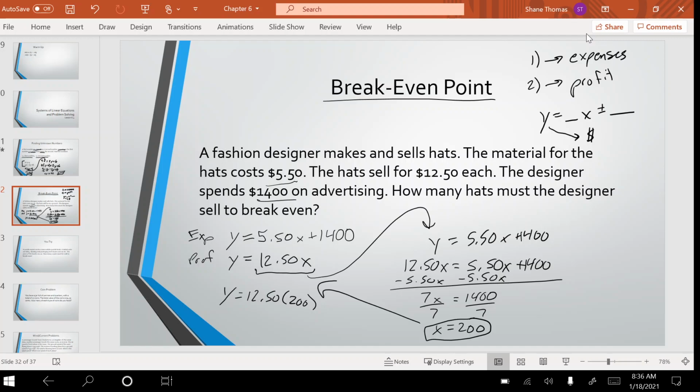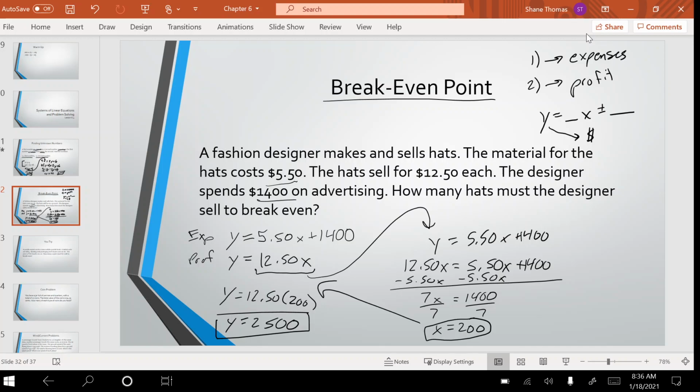Who's got a calculator? Somebody does. Pull a phone out. Okay. So 2500. So there's my two answers. Y equals 2500, x equals 200.